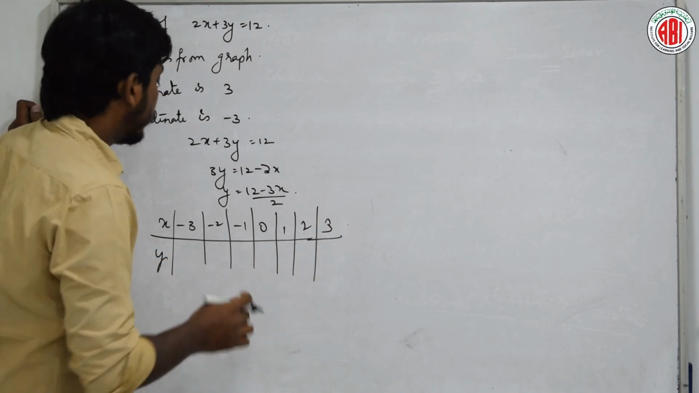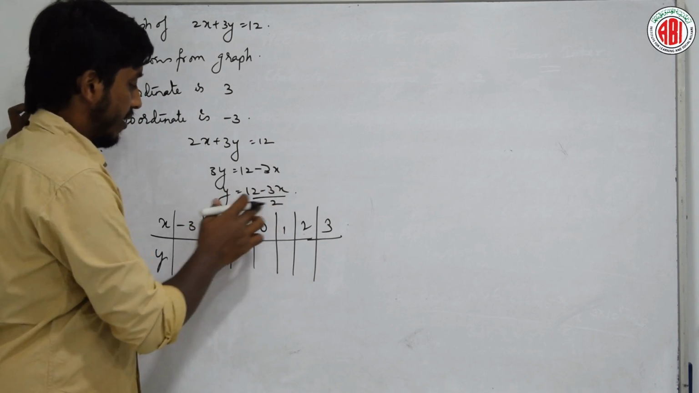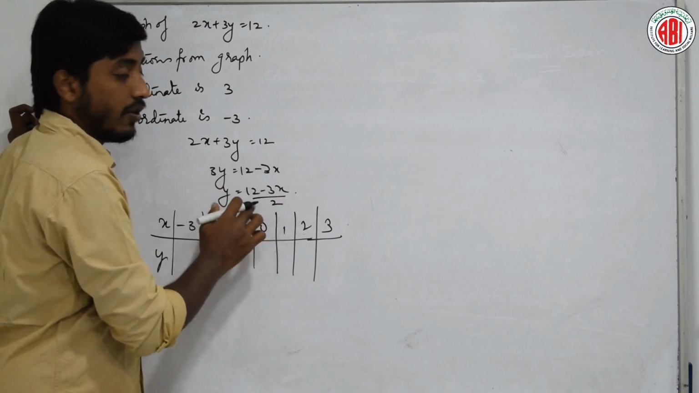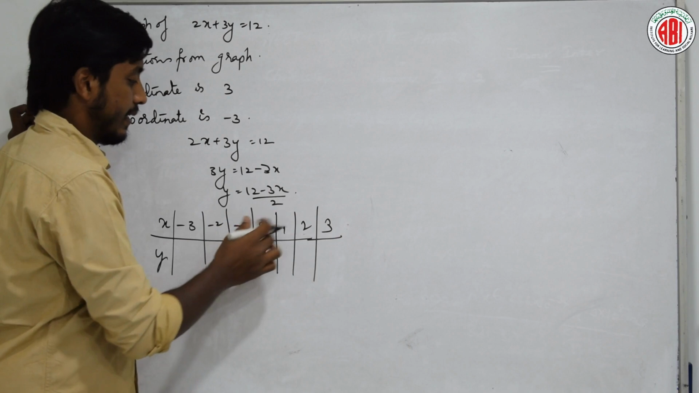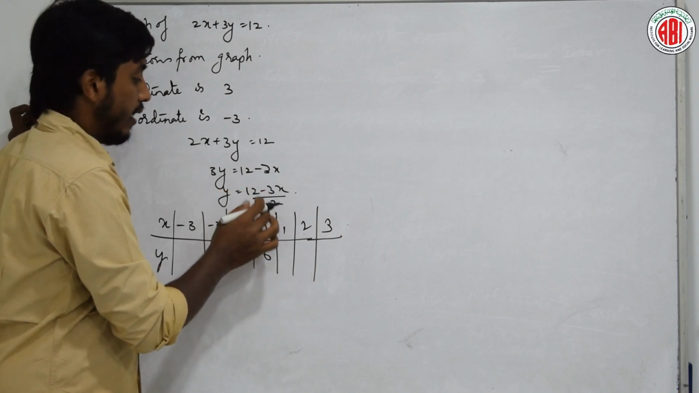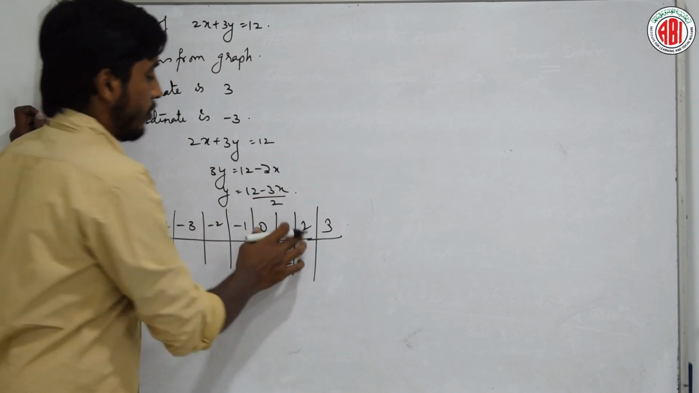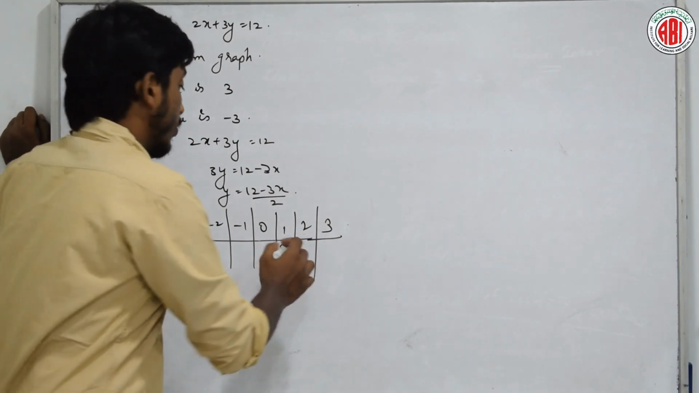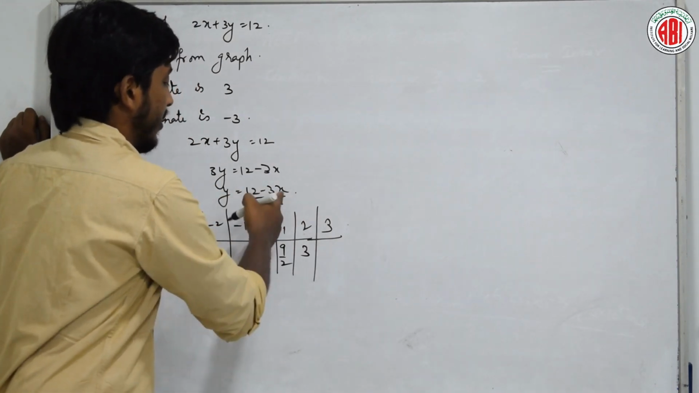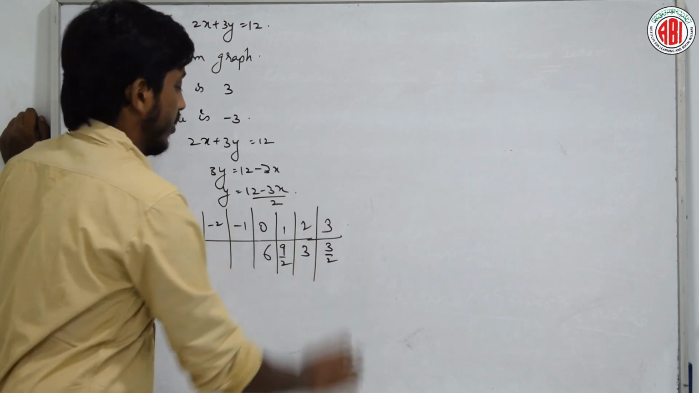Let us do everything in rough. Let us substitute 0 first. 3 zeros are 0, 12 minus 0 is 12, 12 by 2 is 6. Let us substitute 1. 3 ones are 3, 12 minus 3 is 9, so it is 9 by 2. For 2, 12 minus 6 is 6, 6 by 2 is 3. Next, if I substitute 3, 3 threes are 9, 12 minus 9 is 3, so 3 by 2.